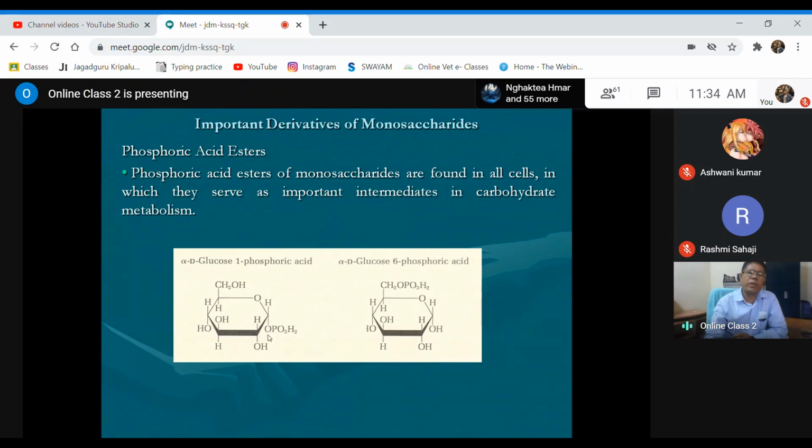So what will happen here? This phosphoric acid form will not be present, but it will be in the ionized form. So we call it a phosphate. So it will be alpha D glucose 1 phosphate that will be the structure here.